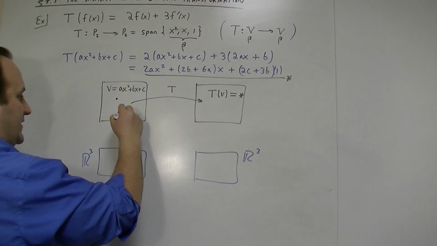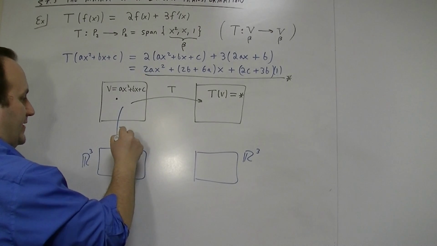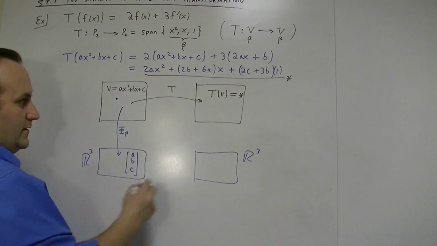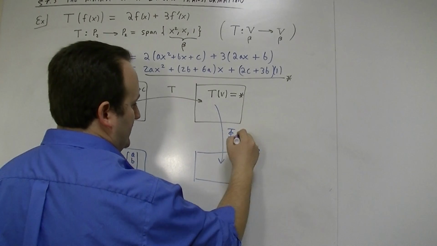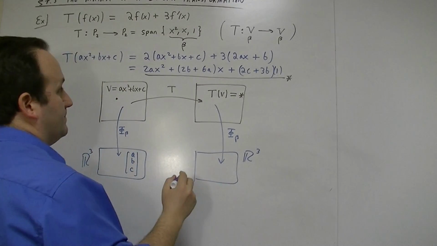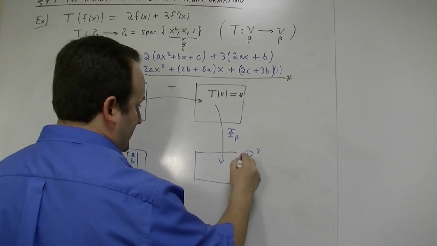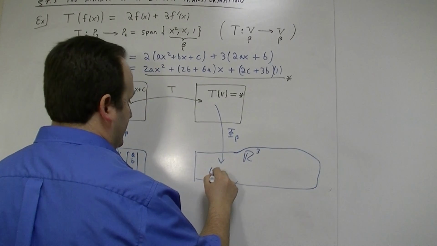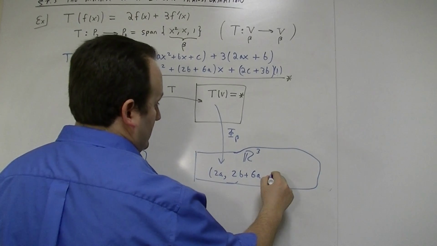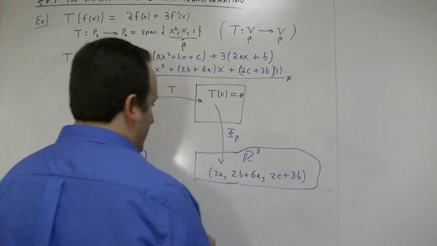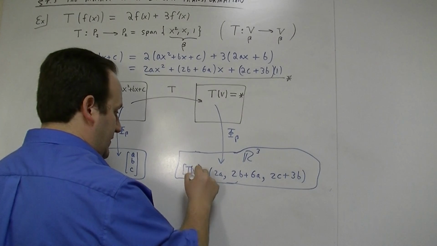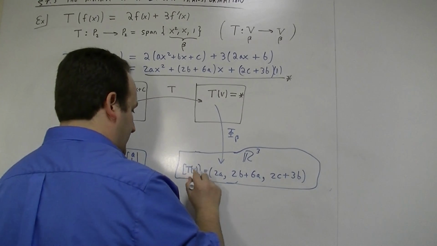First of all, it's easy enough to find the coordinate vector under the phi beta coordinate mapping of ax squared plus bx plus c. Well, it's just a, b, c. On the other hand, we're also using the same basis over here, so phi beta of this guy is 2a, 2b plus 6a, 2c plus 3b. To be more symbolic, what we're looking at here is the coordinate vector of v under the beta basis. And this is the beta coordinate vector of the image of v.